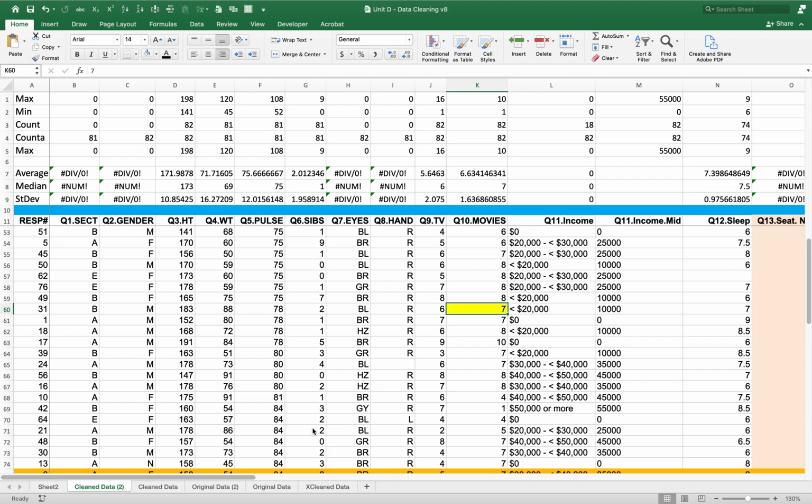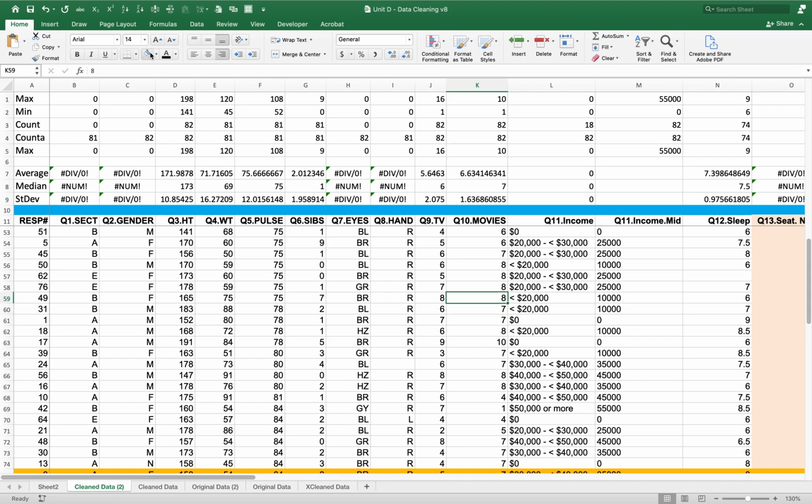If it's something like 7.2, of course, you would round that to a 7. But this is a really good way of handling that kind of thing so that you don't end up with an upward bias or a downward bias, but you end up with values which are all legal.